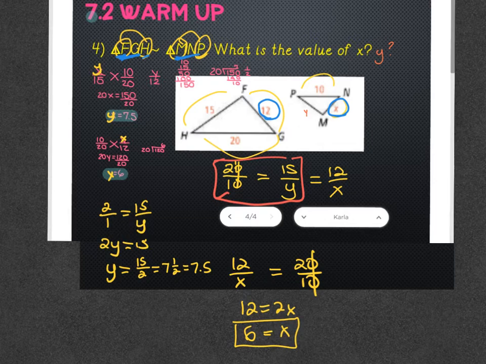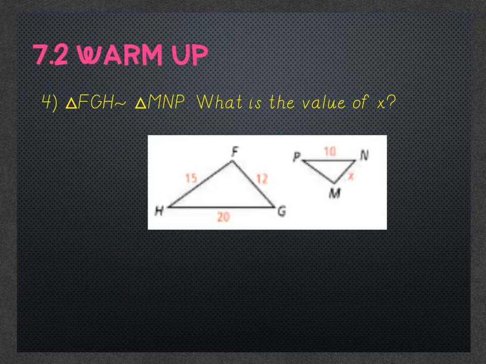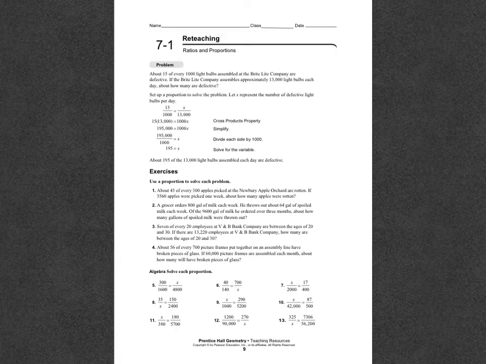If you look on your to-do list now, tomorrow, the reteaching for 7.1 and 7.2 are there. How do you save this to your Notability? Hit the little curvy arrow and then export it.